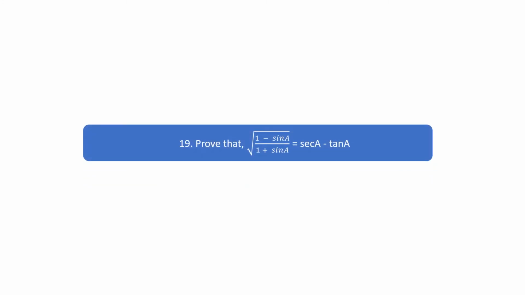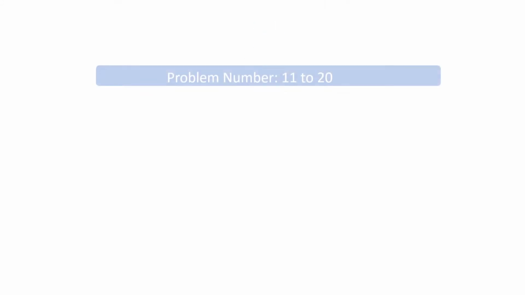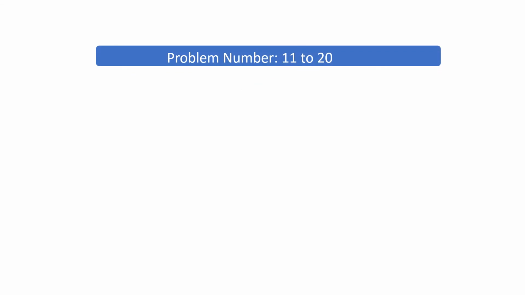Question number 19. Prove that root over (1 minus sin A) by (1 plus sin A) equals sec A minus tan A. Same as question number 20. Homework: Exercise 9.1, problem number 11 to 20.